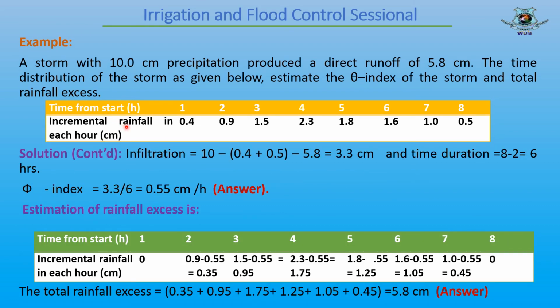As the rainfall values of 0.4 centimeter and 0.5 centimeter are ineffective, we will have to subtract these two values from total precipitation, that means from 10 centimeter.